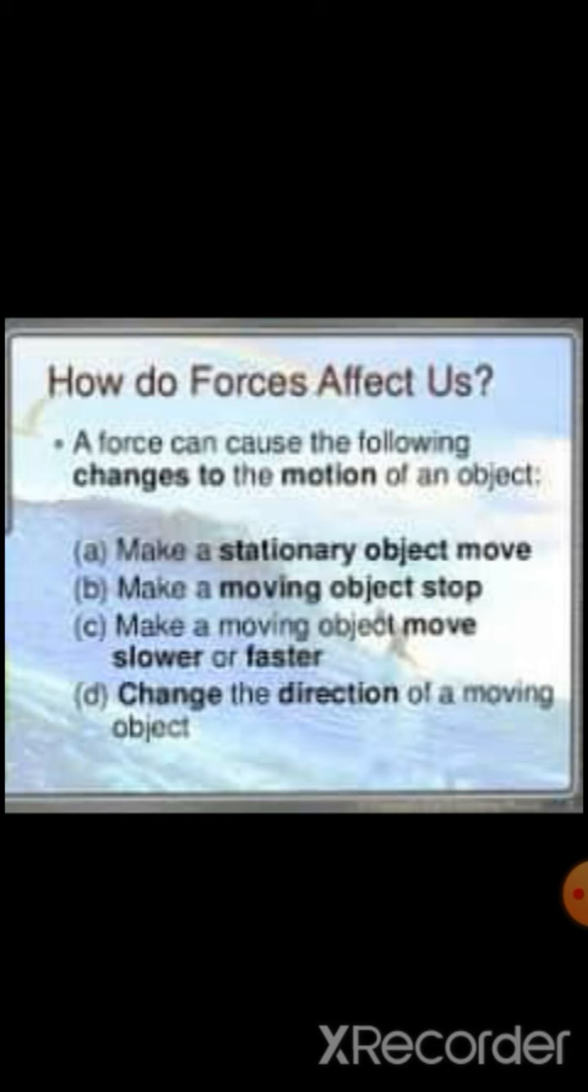So far we have learned all the different effects of a force. In the next module, we are going to discuss the different types of forces.